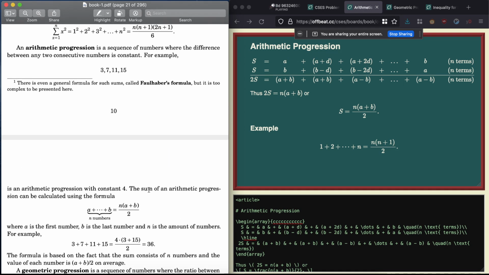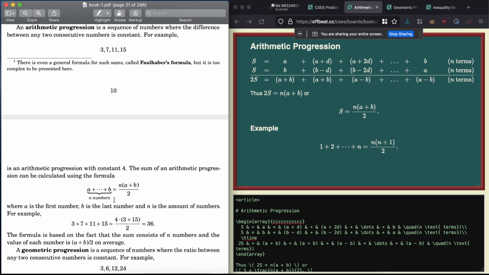The sum of an arithmetic progression can be calculated using this formula. So say there are some terms in between, and we don't care what they are. They could be occurring with any difference. The difference could be 4, could be 3, it doesn't matter. The result is going to be n times a plus b by 2, where a is the first number and b is the last number, and n is the number of numbers that we have.